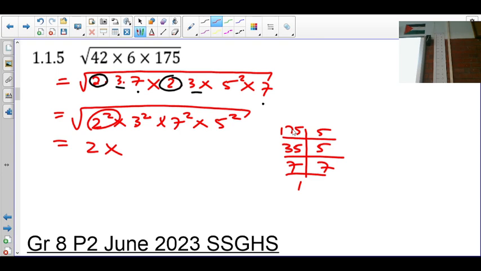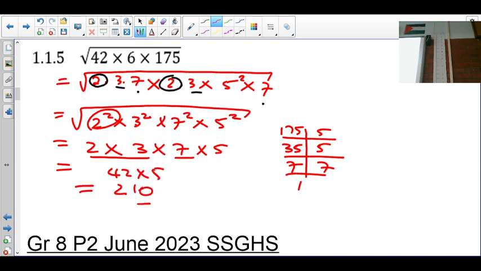What is 3 squared? 9. Square root of 9? 3. What's the square root of 7 squared? 7. Square root of 5 squared? 5. Or 5 squared is 25 and the square root thereof is 5. You guys understand? So 2 times 3 is 6, times 7 is 42. And 42 times 5 is 210. Okay, that is worth the 4 marks.